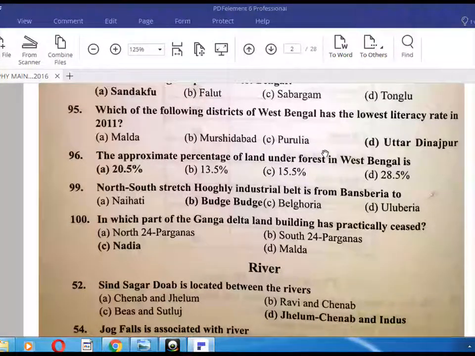North-south stretch Hooghly Industrial Belt is from Bansberia to Budge Budge. In which part of the Ganga Delta has land building practically ceased? It is in Nadia.